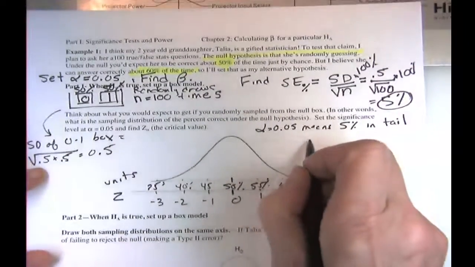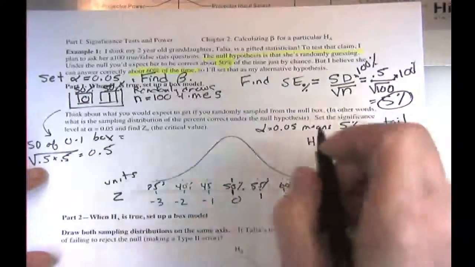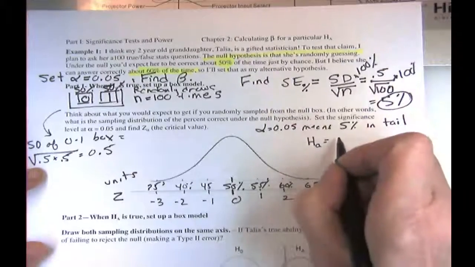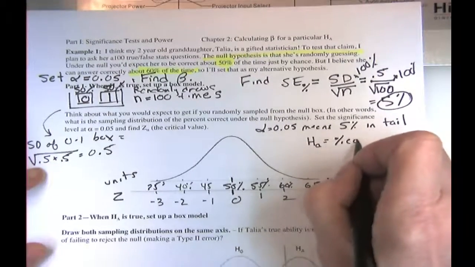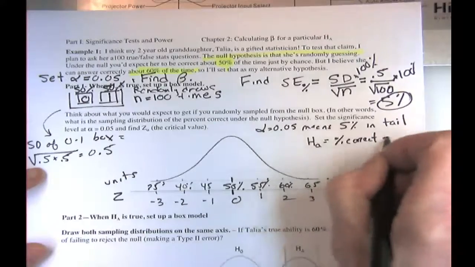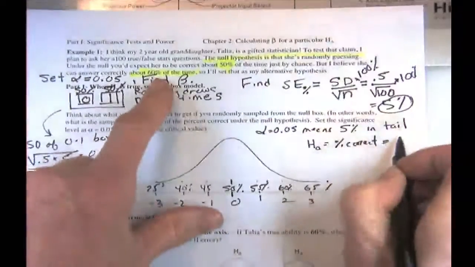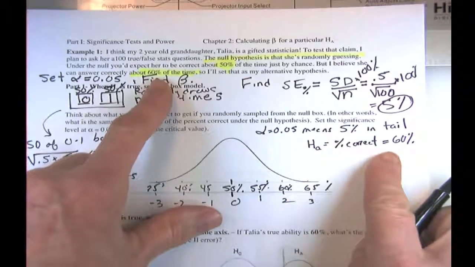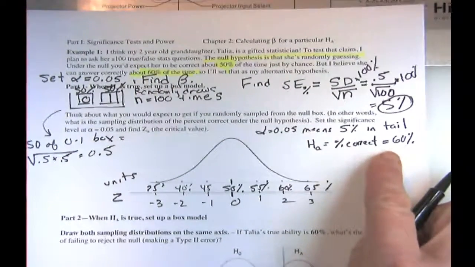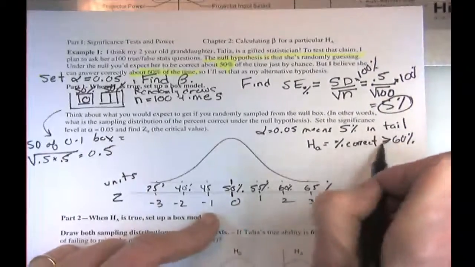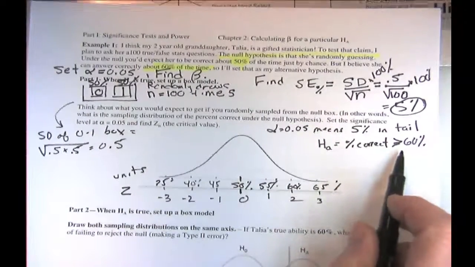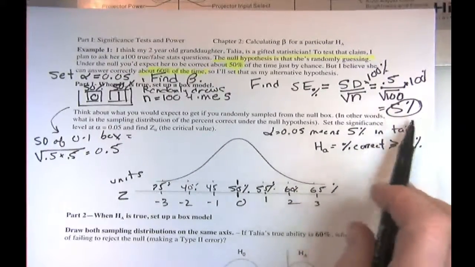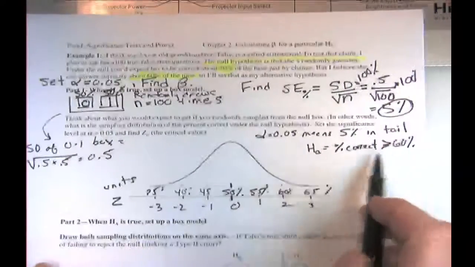Well, because we have the alternative hypothesis here, and here's the alternative, that her percent correct is at least 60%. I'm picking the minimal value that I care about, so it's at least 60%. And it's directional, so that means I want to set the probability in one tail.